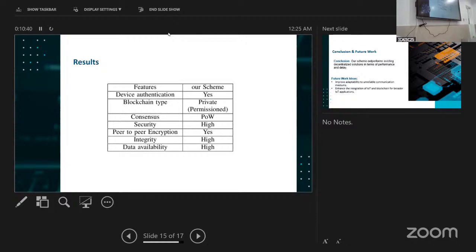The features of our scheme, in short: device authentication, yes, we have device authentication. The blockchain type is private. The consensus type we have here is proof of work because it's easier, and the security was high. The peer-to-peer encryption, yes, we have it inside the DID. The integrity was high, and data availability was also high.